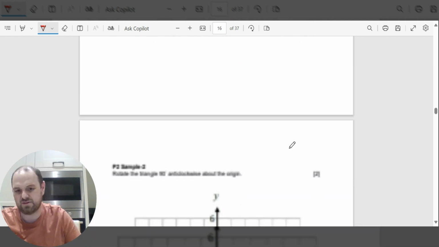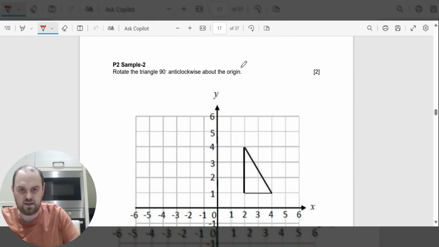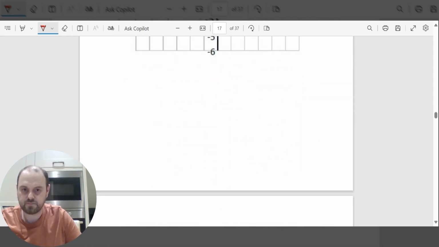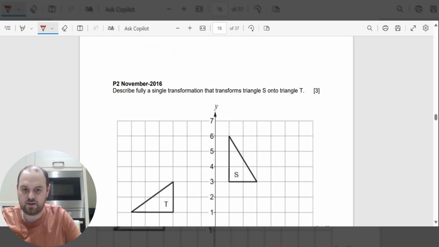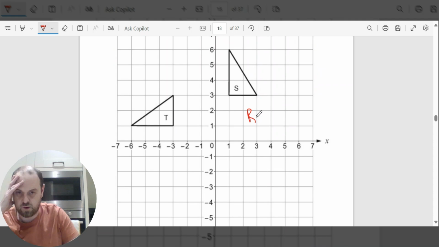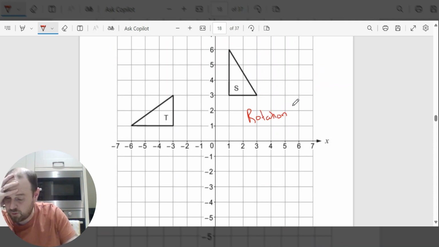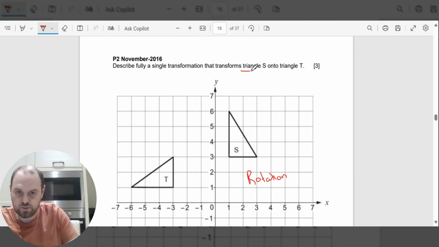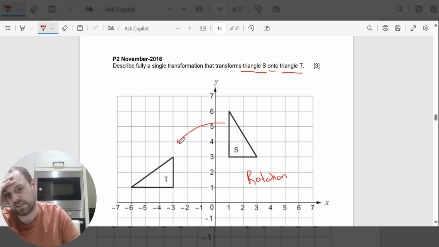Again, I mentioned this in class, so I don't want to say too much, but the origin is just another word for 0, 0. So your cross here needs to go there. Then you can use your tracing paper and you're away to go. Okay, just like with the translation, the third one is describe it. So you'd have to go, right, okay, what's going on here? This is a rotation. I need a bit more information than that. Which way are we going? T to S? No. How do we transform triangle S onto, in fact, so we're starting at S and we go into T. In other words, this is anti-clockwise.